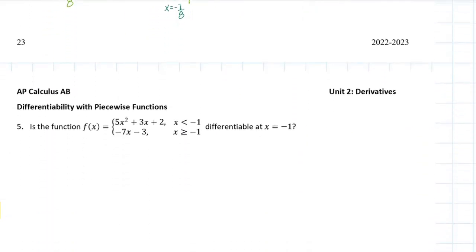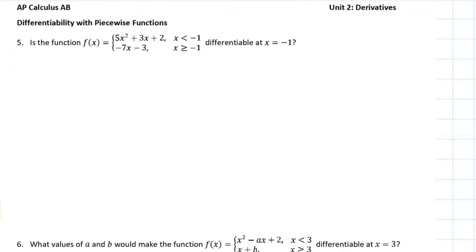All right, let's keep going here. Is the function f of x, and they give you a piecewise function, differentiable at x equals negative 1? Okay, so is it differentiable at x equals negative 1? Well, first of all, we need to know, is f continuous at x equals negative 1, because that's where the function splits. So we need to know, is it continuous at x equals negative 1?